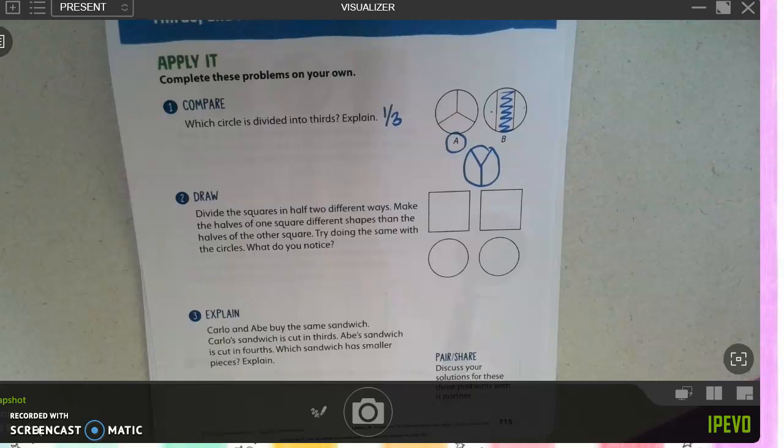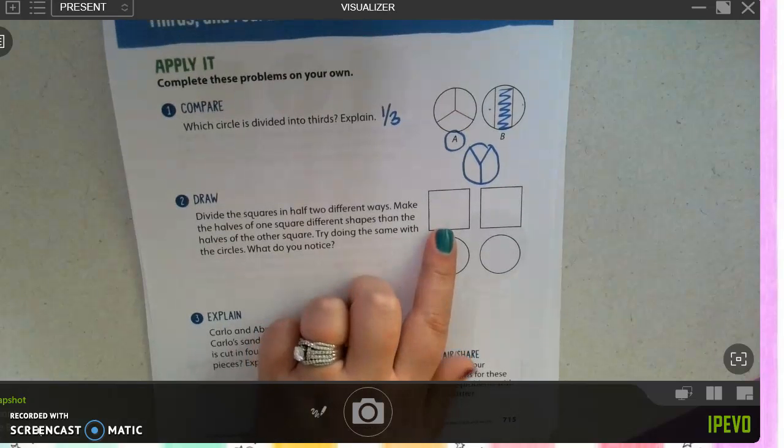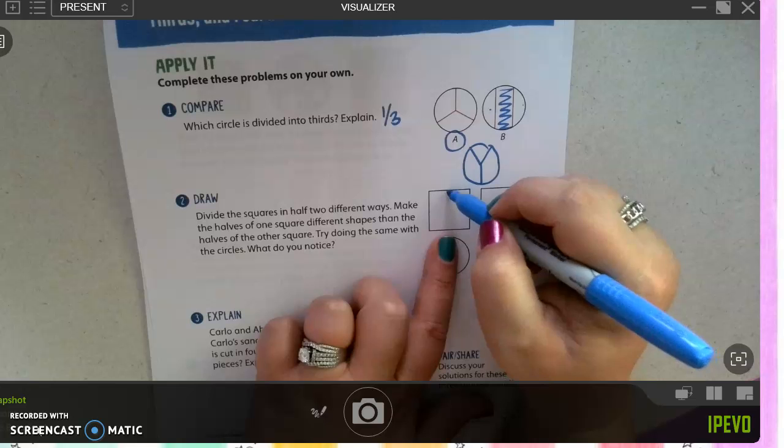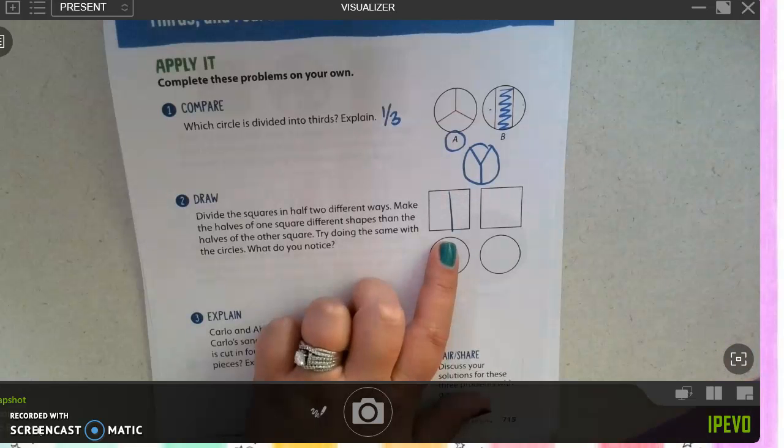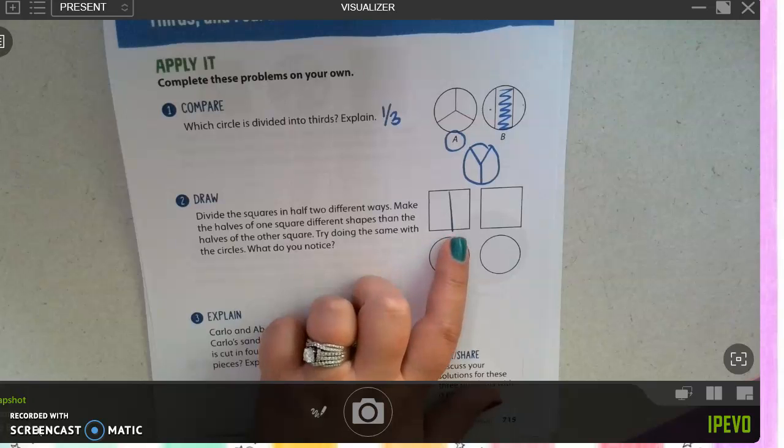Okay. Number 2 says draw. Divide the squares in half 2 different ways. Make the halves of one square different shapes than the halves of the other square. Try doing the same thing with the circles. What do you notice? Well, holy camole, that was a lot of words and it might sound a little confusing. So I'm going to show you an example one way. Okay, straight down the center. Again, that's not completely in half, but you get the gist.